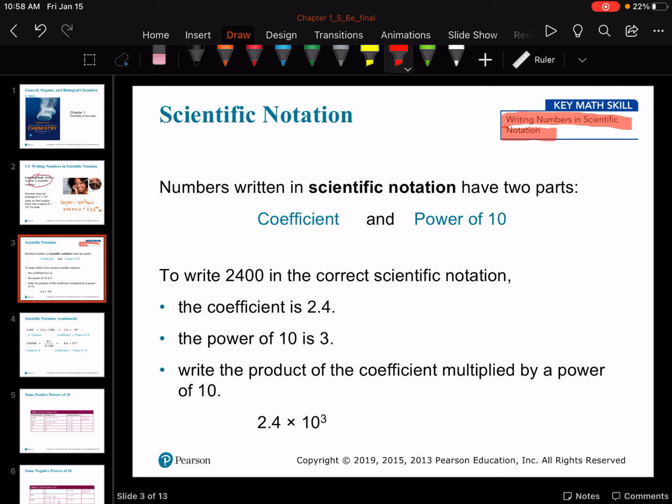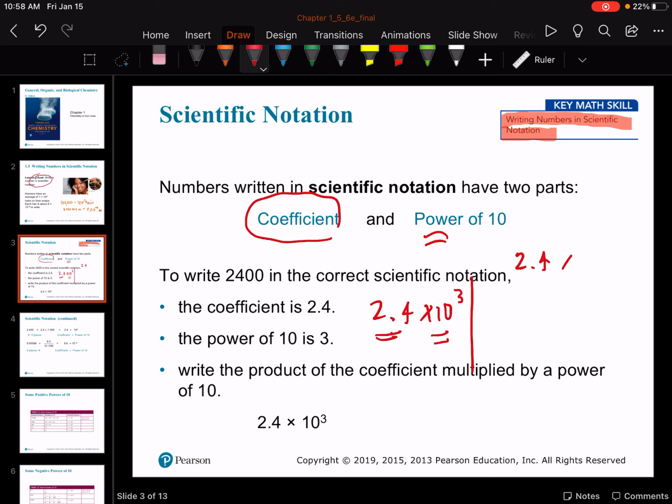All right, so there are two parts of a number in scientific notation. First of all, there's the coefficient, and then there's the power of 10. So let me demonstrate with the number 2400. The number 2400 can be written as 2.4 times 10 to the 3, right? Where that's the coefficient and that is the power of 10. I'm going to show you how this is actually true. This is 2.4 times 1,000. Can you read my writing? That's 2.4 times 1,000, right? That's equal to 2,400. Can you see that?